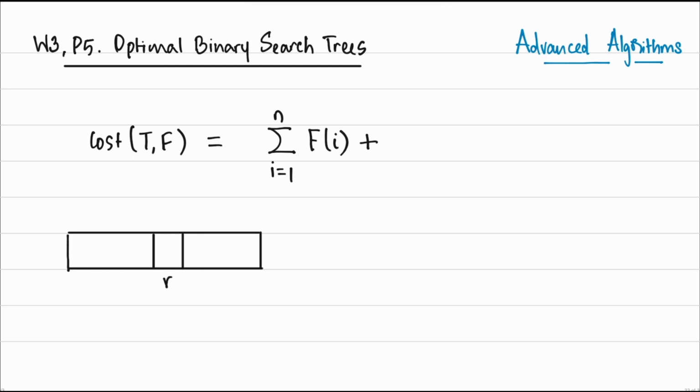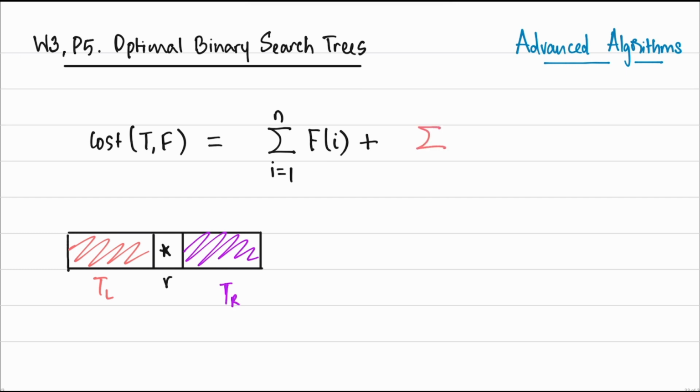And the root was somewhere here. So we know that all of these elements are going to go into TR, and all of these elements here are going to go into TL, because that's just the structure of a BST. Everything smaller goes to the left, everything larger goes to the right. So the cost here can be broken down further as, essentially, the cost of access within those subtrees.